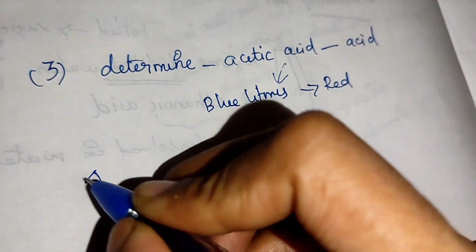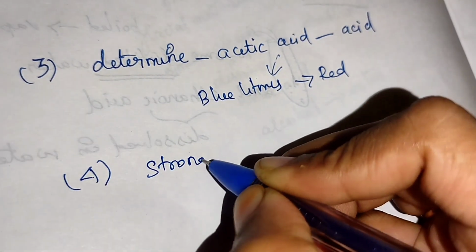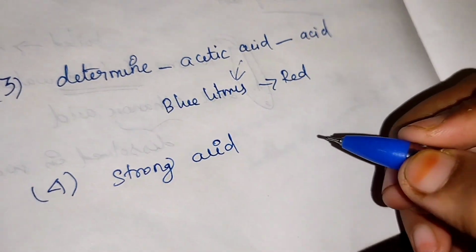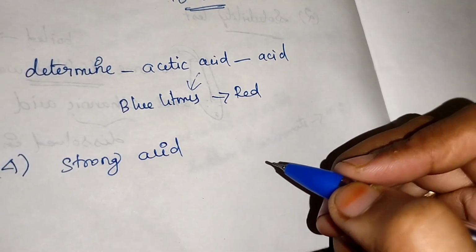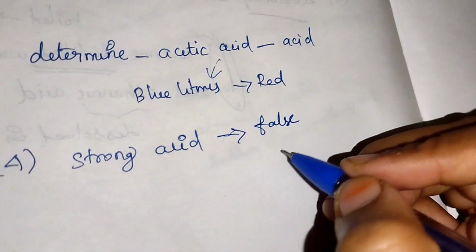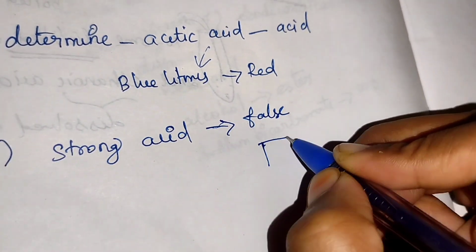And the fourth one: is acetic acid a strong acid or a weak acid? Whether it is a strong acid, true or false? No, it is false. It's not a strong acid. How am I saying it's not a strong acid? I'm taking pH paper.